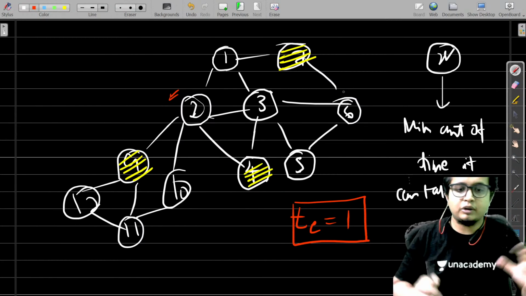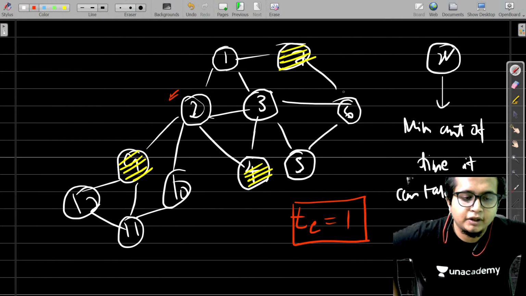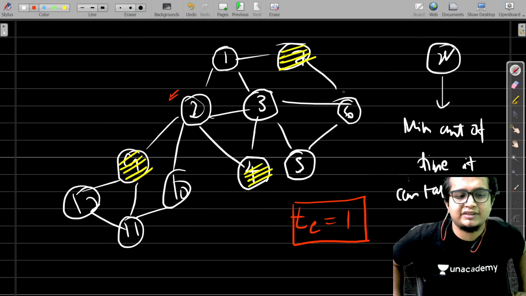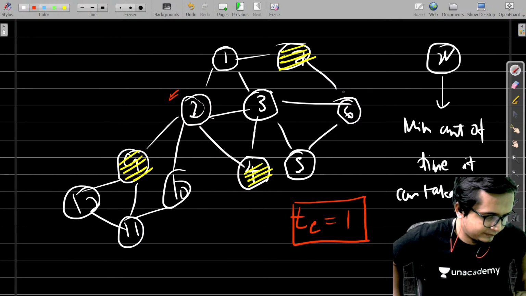Now try thinking of a solution. I think if you guys have understood the concept of BFS well enough, then multi-source BFS is something which is very trivial.